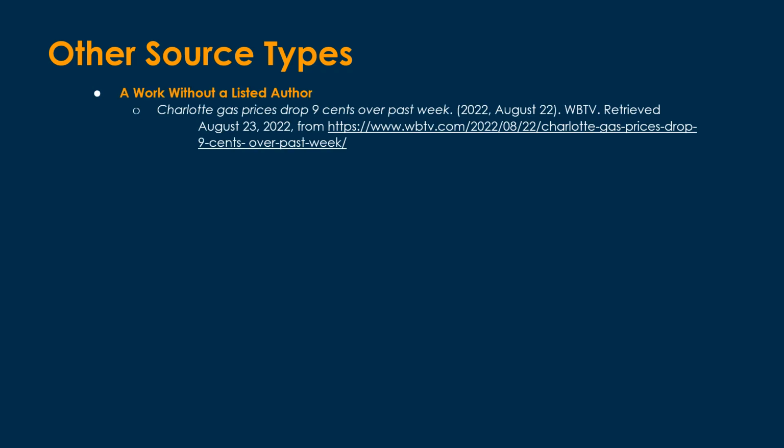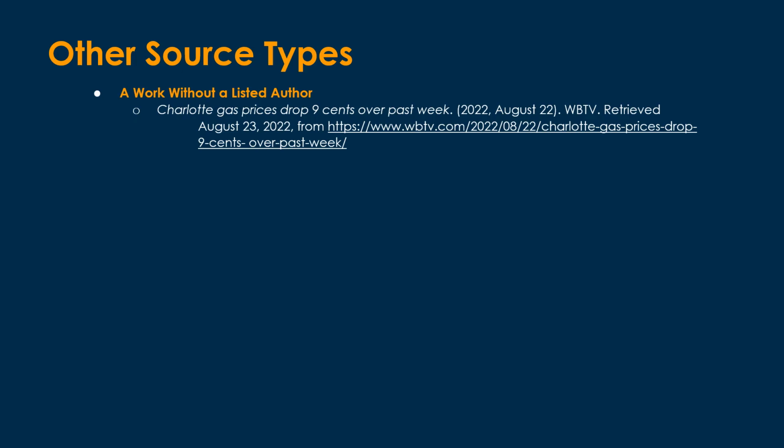Now, we will briefly go over a few other common types of sources that could be used in an APA-style paper. Even though it's generally preferred to use sources with named authors to ensure credibility, you may sometimes find a reliable source that lacks that information, as shown here in the example of an article from a local Charlotte news station.